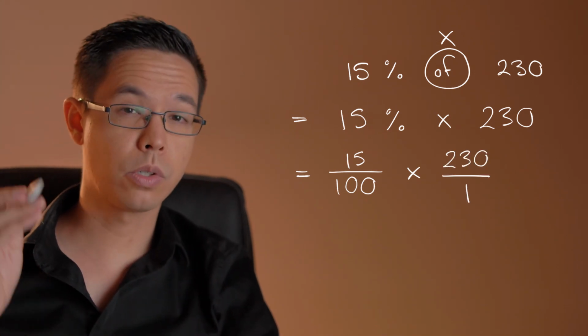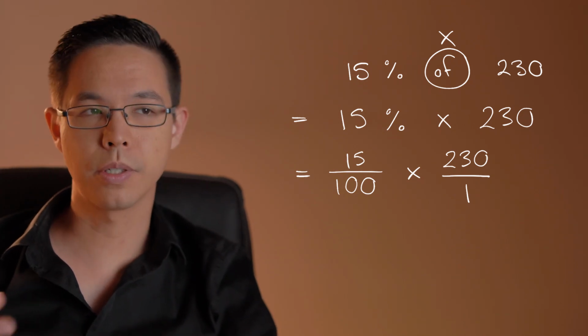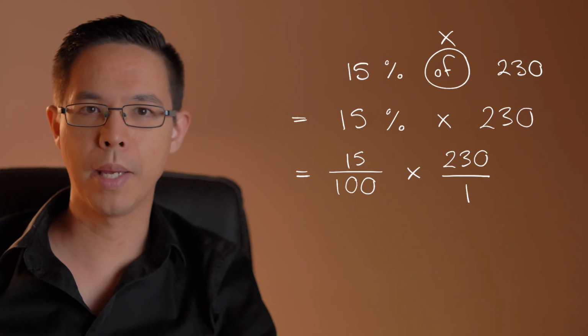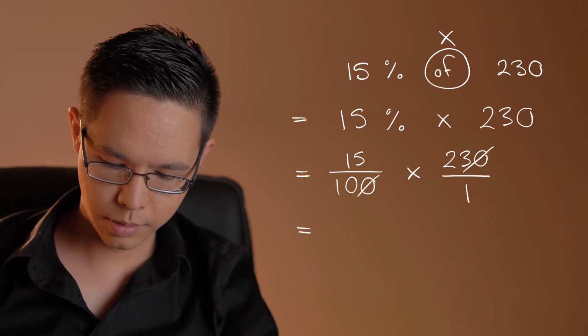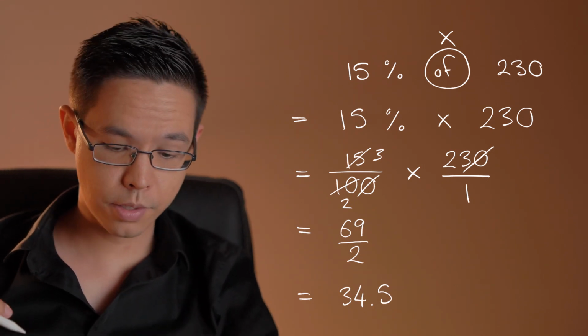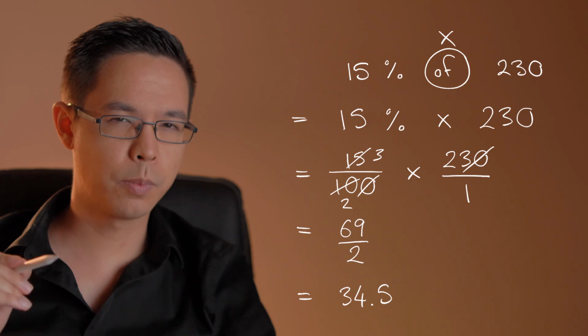From here, I'm going to do cross simplification. That usually makes the numbers nice and small so that I don't end up with a really large number that I have to try and somehow divide. Okay, so the answer is 34.5. Let's go on to doing something that's a little bit more complicated.